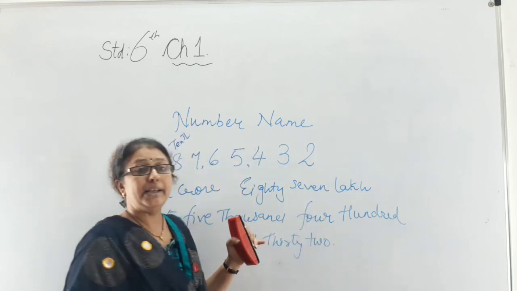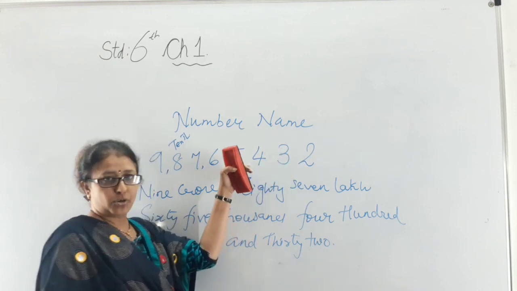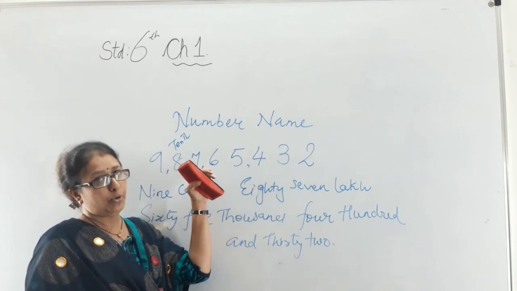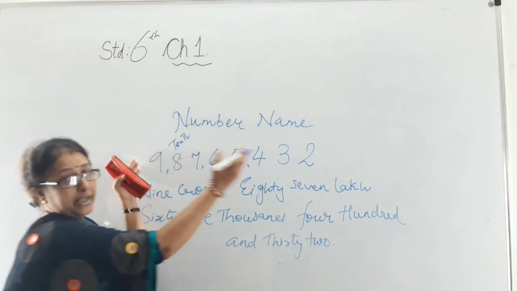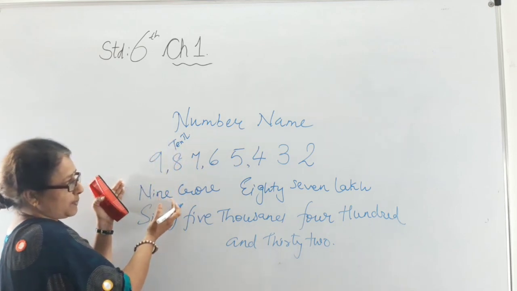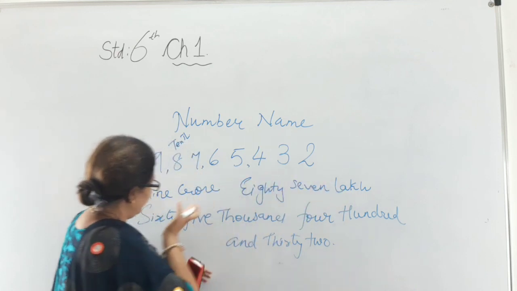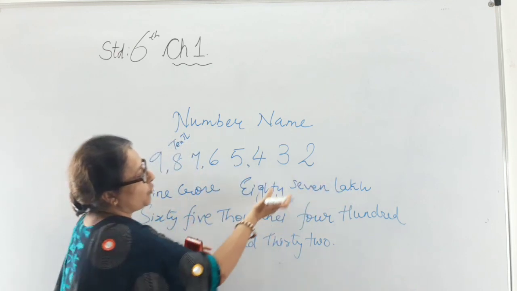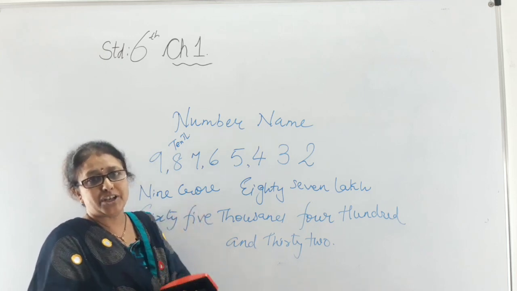This is our Indian system of writing number names. Leave 3 positions, put a comma, again 2 positions, put a comma, 2 positions, put a comma. Go to the first number, reading the places from left to right. So 9 is in the crores position, so we say 9 crore, 87 lakh, 65,432.